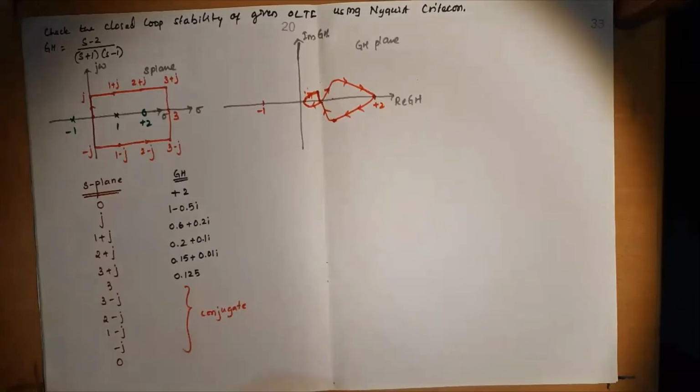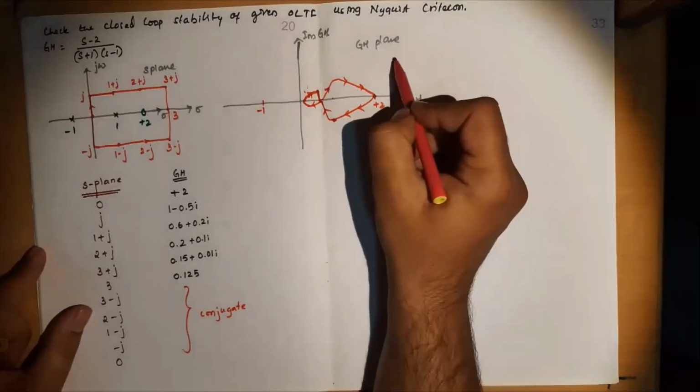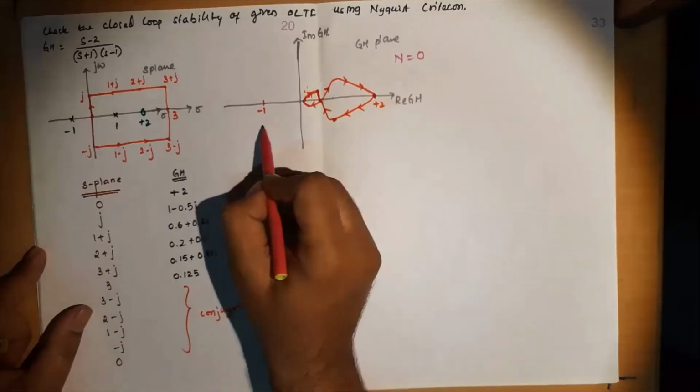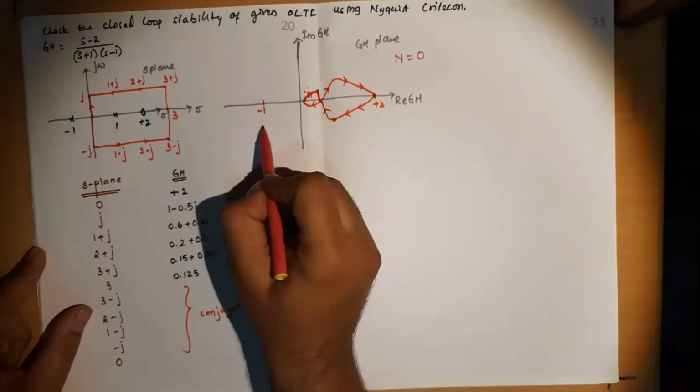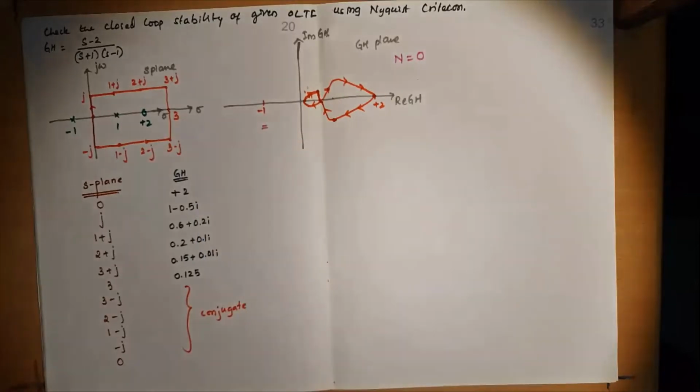So now, is there any encirclement around minus 1, Shrikar? No, sir. Not at all. So N is without any doubt 0. Is there any pole lying in the right half? Yes, there is one pole of GH lying in the right half. So P is how much? 1.